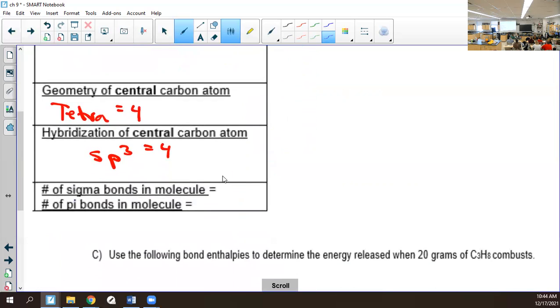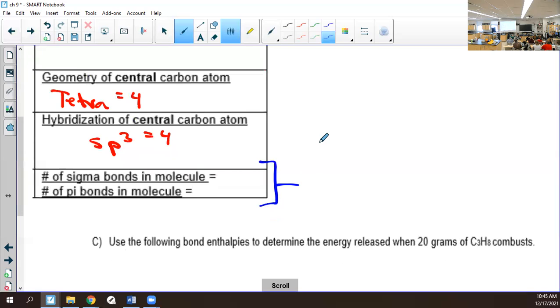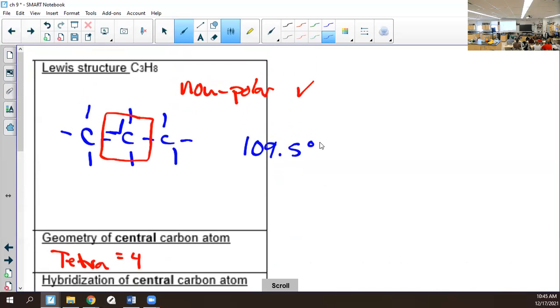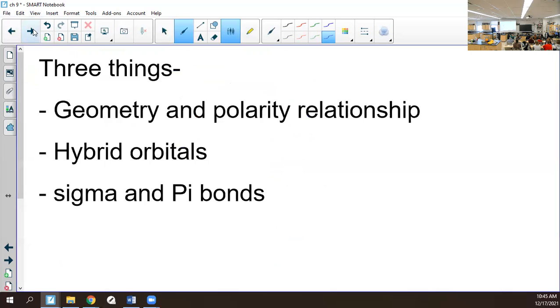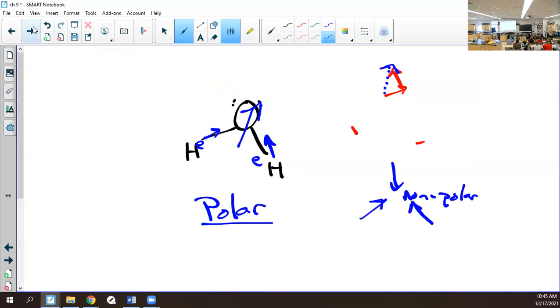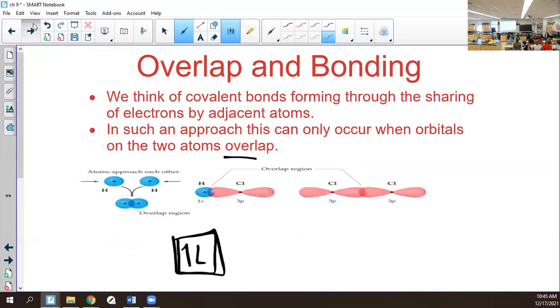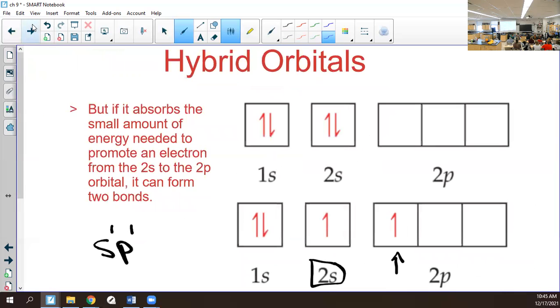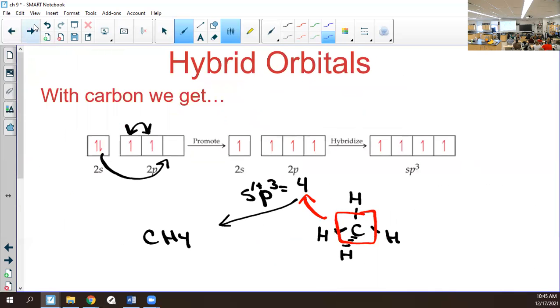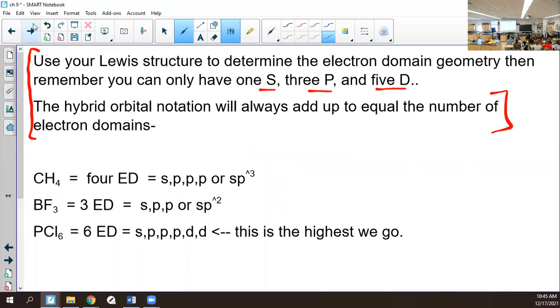So the last part of this would be to know the number of sigma bonds in the molecule and the number of pi bonds in the molecule. And it's way easier than you think. Is the sigma just the S bonds and the pi bonds just the P bonds? Kind of. But not really. The answer is yes, but I don't know that you're looking at it the right way that I'm going to tell you it is.